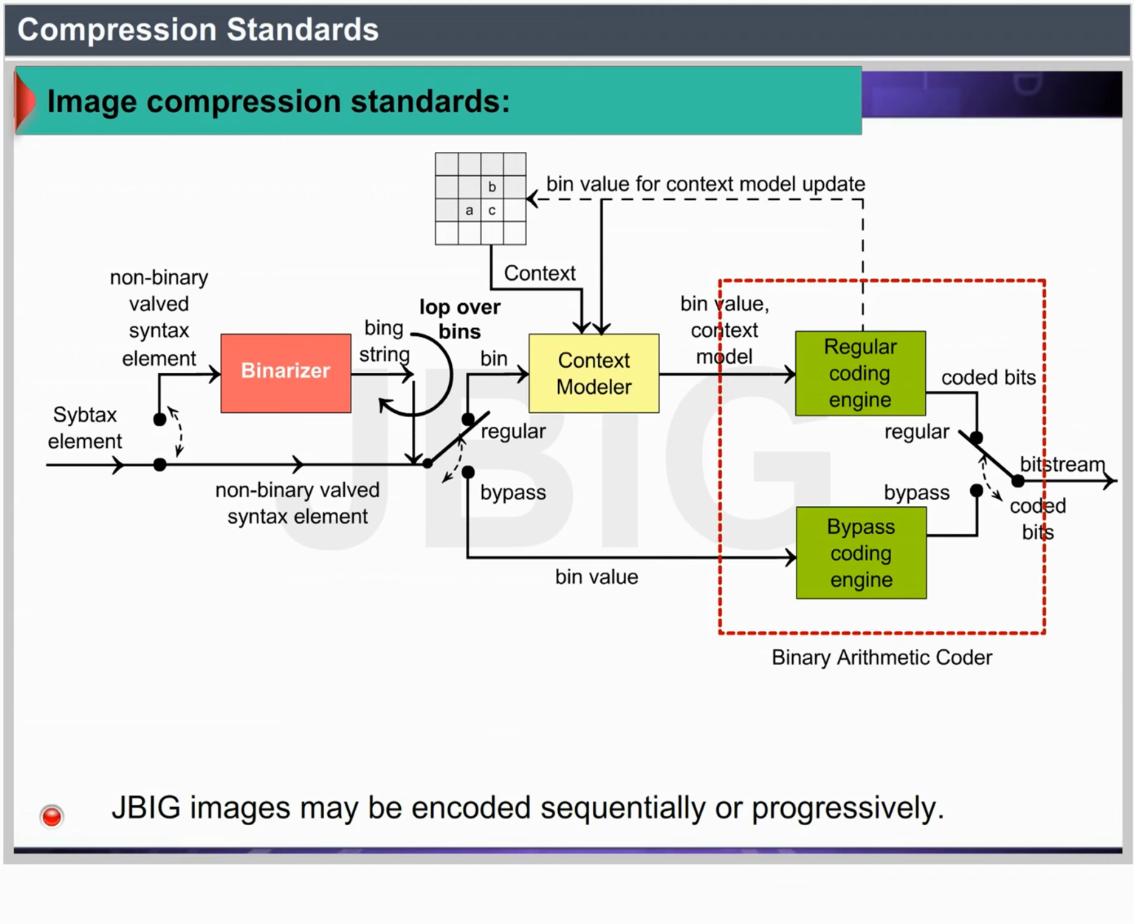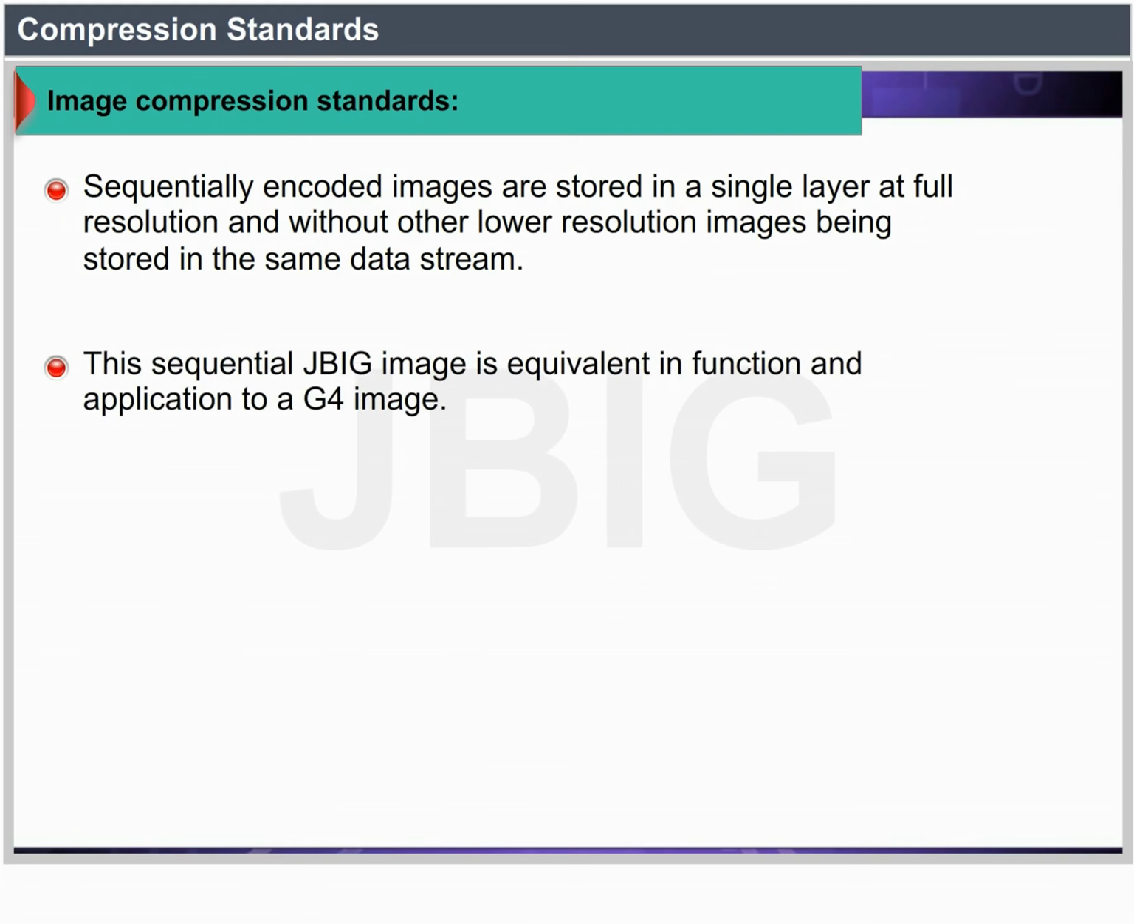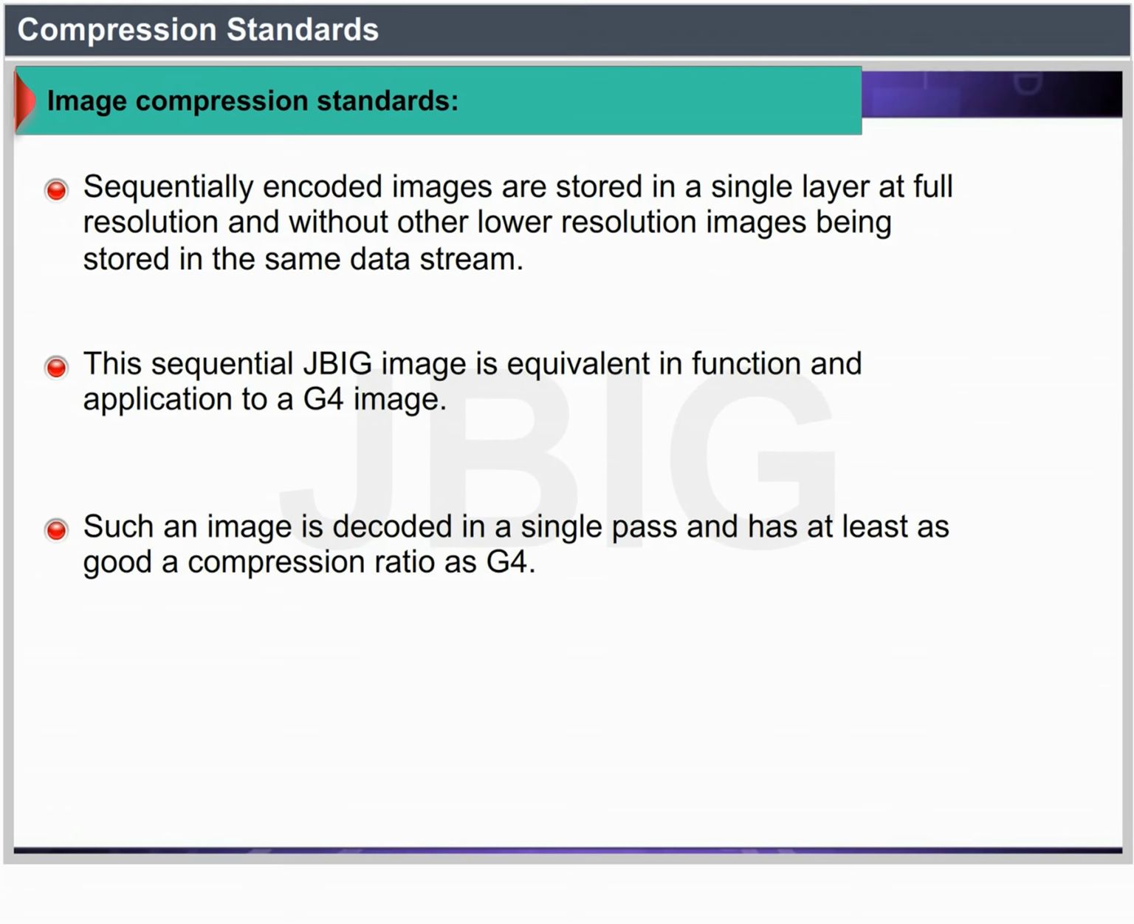Sequentially encoded images are stored in a single layer at full resolution, without other lower resolution images being stored in the same data stream. This sequential JBIG image is equivalent in function and application to a G4 image. Such an image is decoded in a single pass and has at least as good a compression ratio as G4.